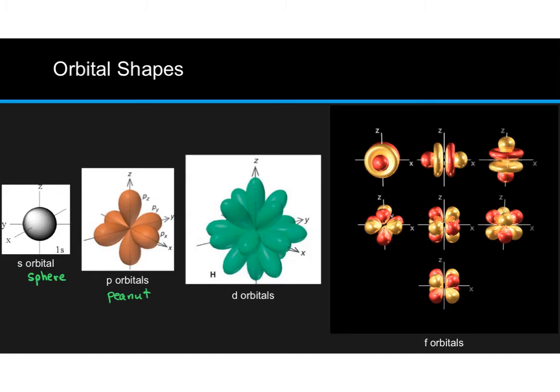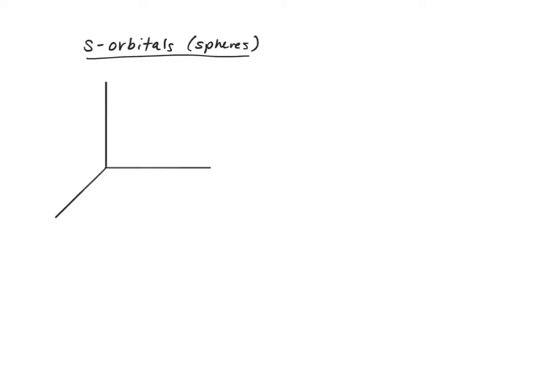D orbitals are daisy-shaped or cloverleaf shaped. F orbitals are freaky and have wacky, out-of-the-box shapes. What we're going to do is sketch the shapes of these orbitals so that we can visualize what each one looks like. An s orbital is a spherical shaped orbital.